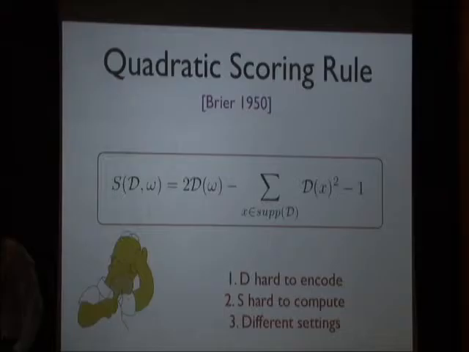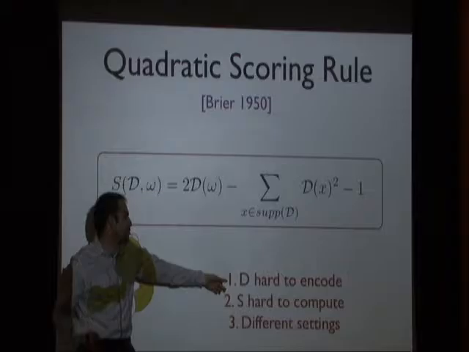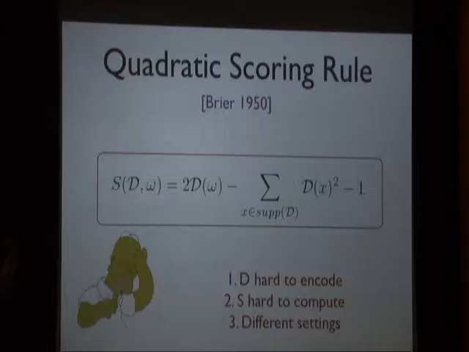And I'm sorry, I don't know your name. Nagu. As he explained, the support here could be very large, making this very hard to compute. And that will make us very, very sad. That's point number 2 here. Also, if the support is large, the distribution might be very, very hard to communicate.